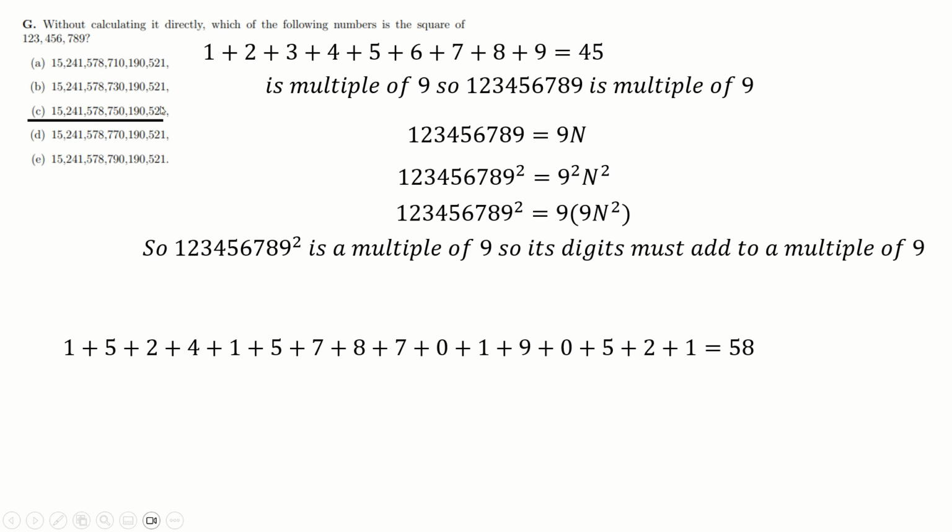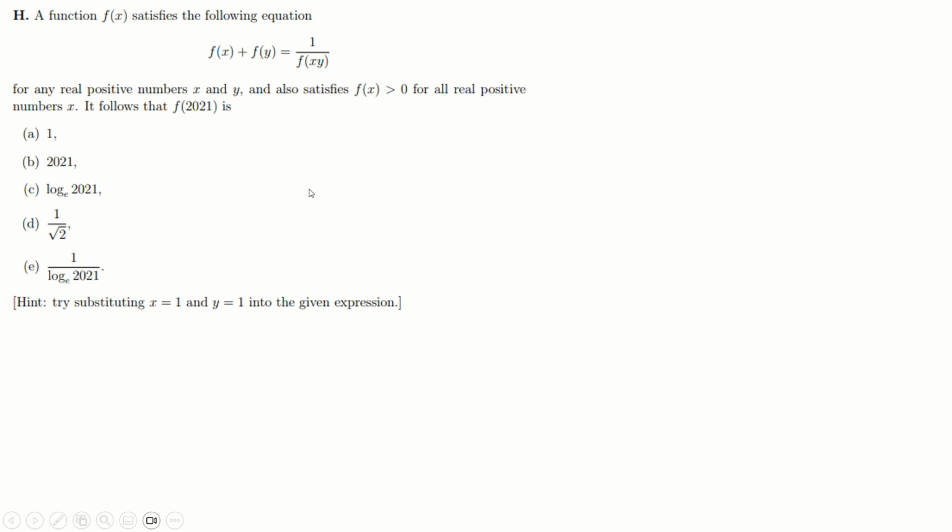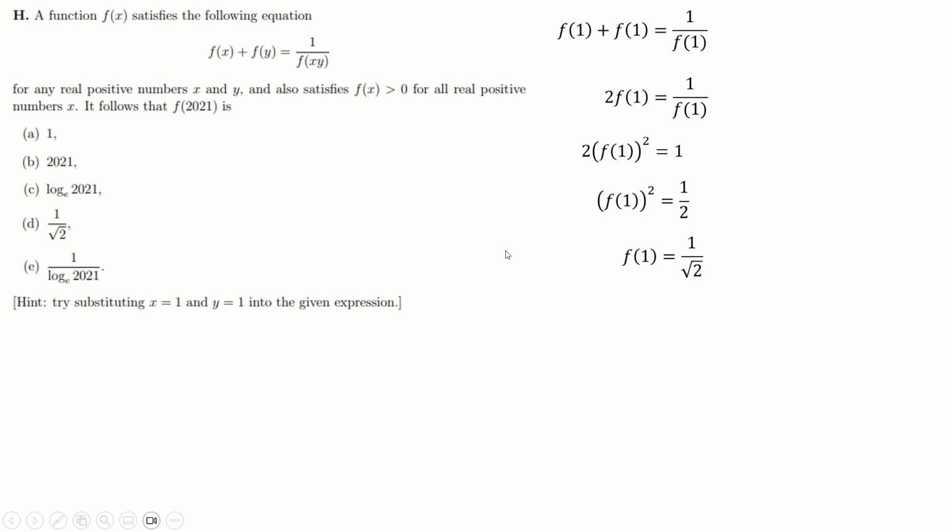Well worth knowing this trick. It's come up in a couple of these papers, so well worth doing it. This hint basically gives away entirely how to do this question. You just try x is 1, y is 1 in here. You get f of 1 plus f of 1 equals 1 over f of 1 times 1, which is 1. That's 2f of 1 equals this, times across like this, divide by 2 and square root, and you get plus or minus 1 over root 2, but f of x is positive, so it's 1 over root 2.